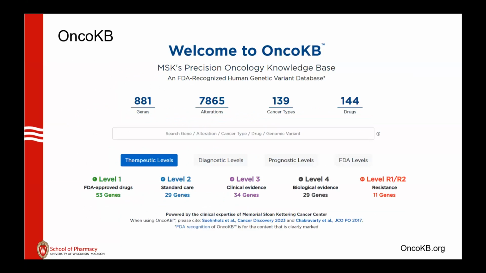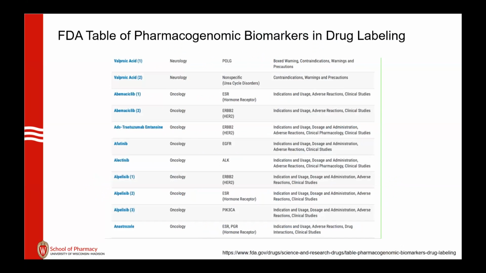This is the front page of OncoKB, oncokb.org. They cover 144 drugs and 881 genes, and every year it's growing. Levels 1 and 2 are relatively well established. Level 1 will be an FDA approved drug. It's an excellent resource, and once you search those drugs, they'll have references and so on.